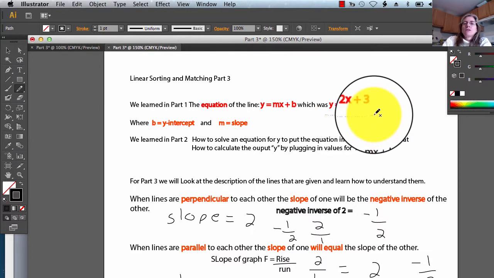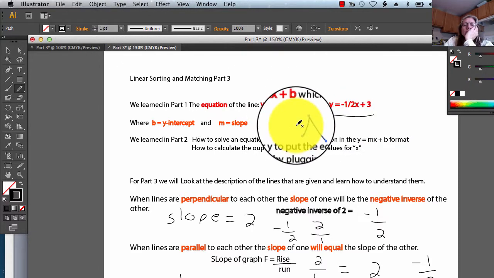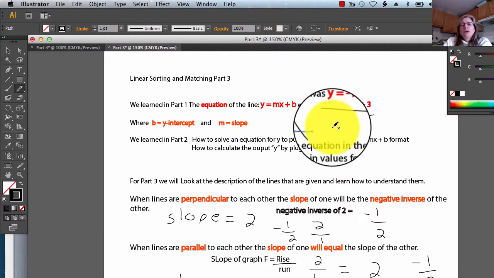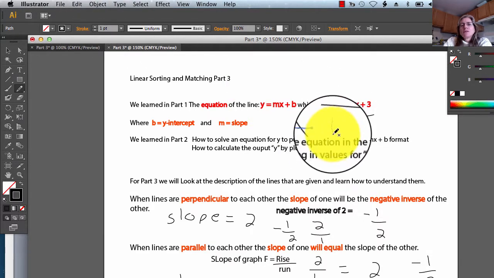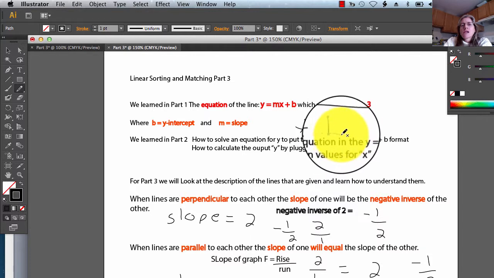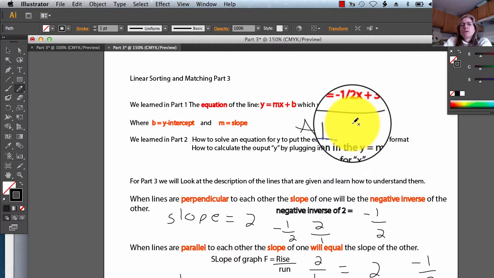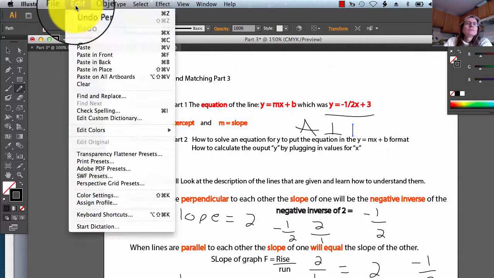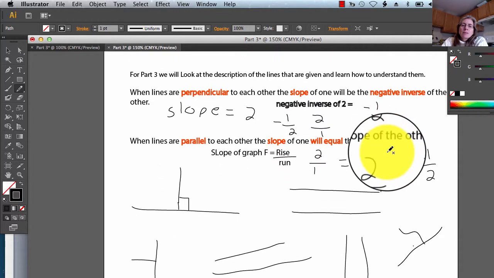So this is graph A. Graph A is perpendicular, and this is a symbol for perpendicular, to graph F, meaning the line on F. All right.